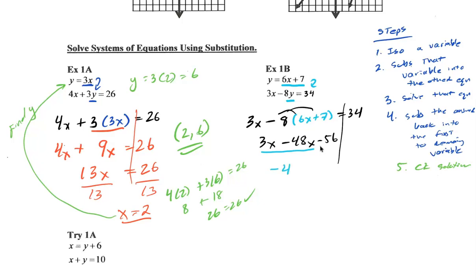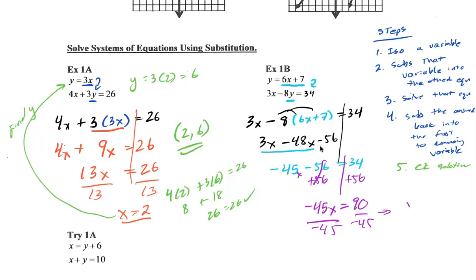That'd be -45x minus 56 equals 34. And now we would add 56 to both sides. These will cancel out. I get -45x equals 90. Now we divide by -45.